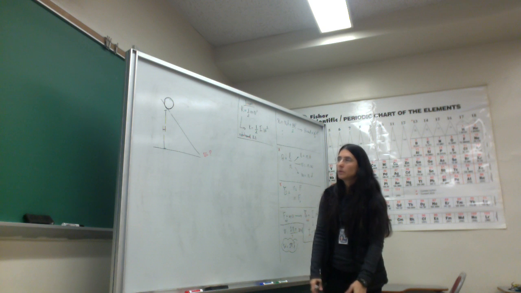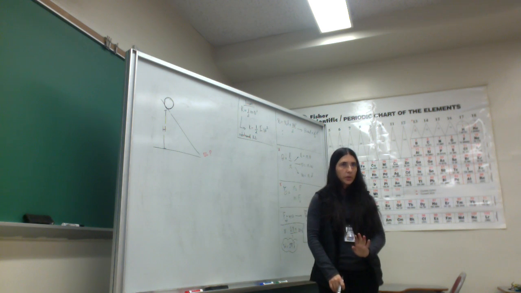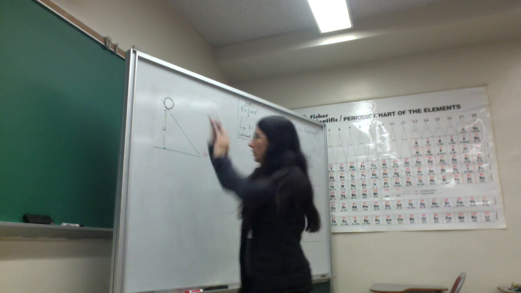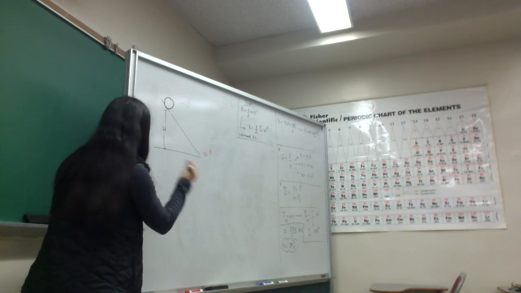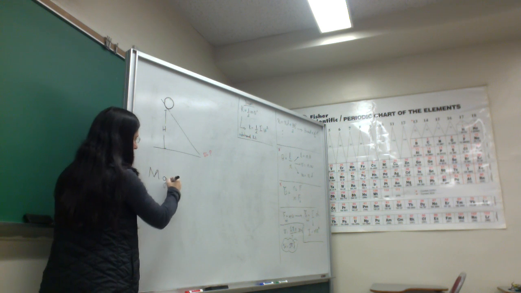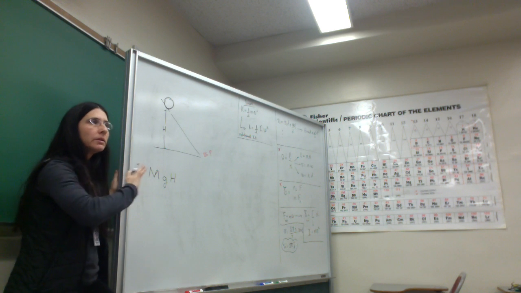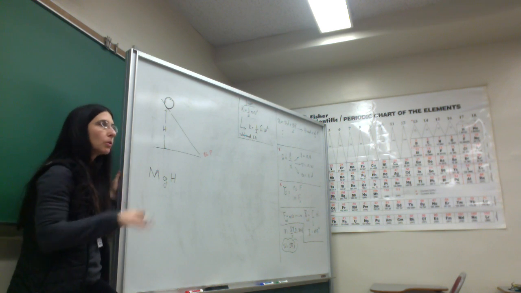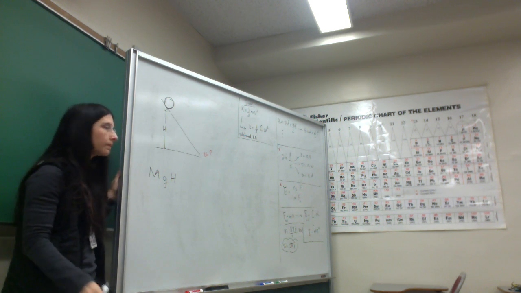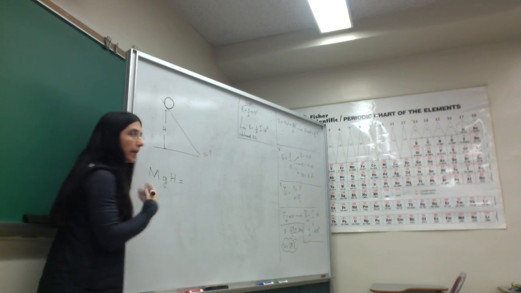How are we going to solve this problem? Old problem from chapter 6, conservation of energy. I started with just potential, so I'm going to write it there. The mass is big M, GH. So that's all that I have initially. There is no friction in this problem, so conservation of mechanical energy. Starting with potential, the potential will be transformed into kinetic.